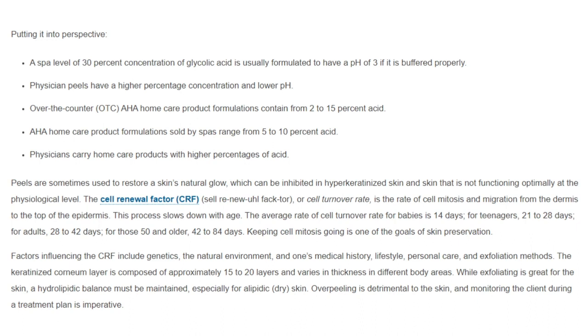The cell renewal factor, CRF, or cell turnover rate, is the rate of cell mitosis and migration from the dermis to the top of the epidermis. This process slows down with age.